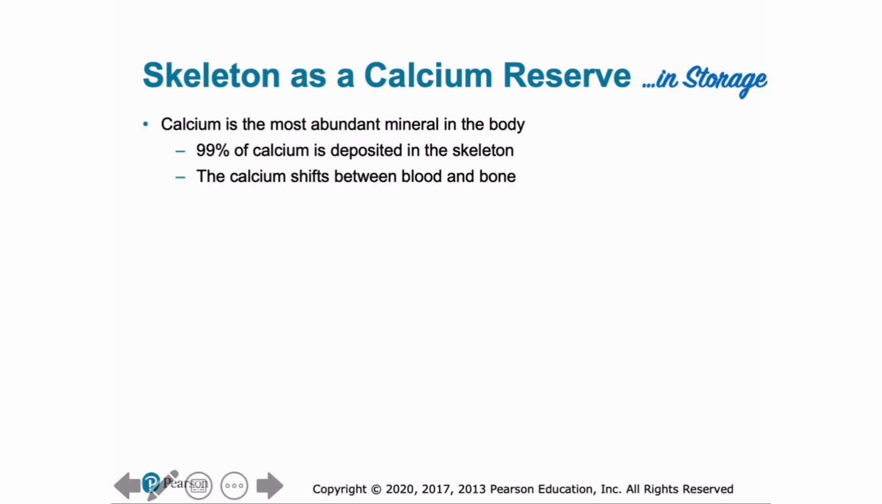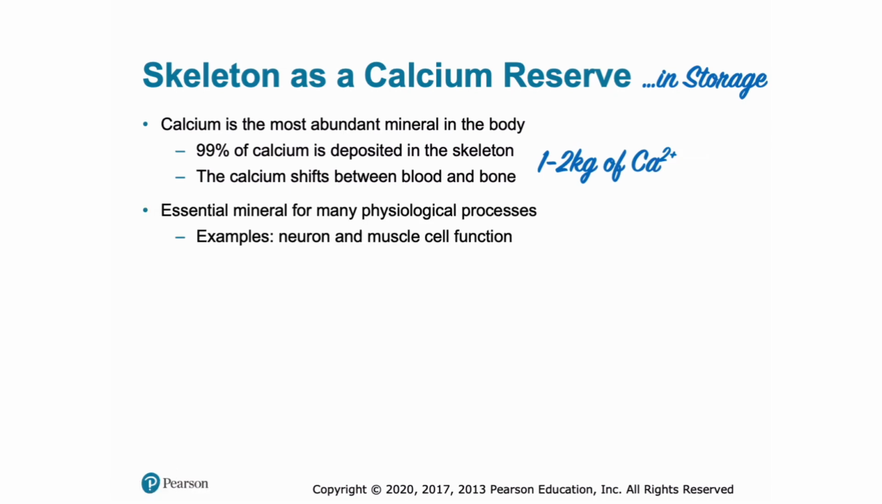Calcium is the most abundant mineral in the body. 99% of calcium is deposited in the skeleton, and the calcium shifts between the blood and bone. The amount of calcium in the human body is about 1 to 2 kilograms, again, most of that being stored in the skeleton. Calcium is an essential mineral for many physiological processes. For example, the release of neurotransmitters from neurons and in the activation of muscle contraction. We'll see more about this in Modules 7 and 8.